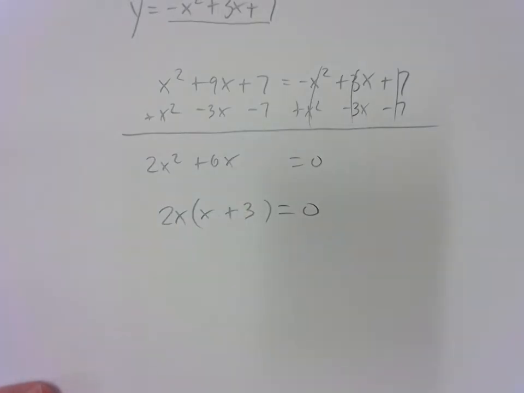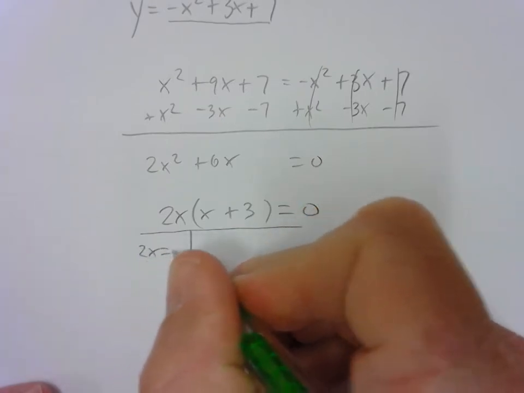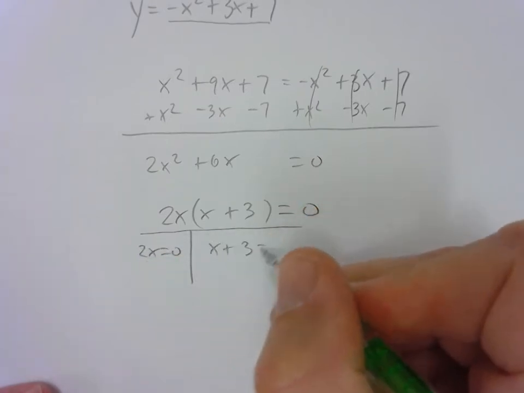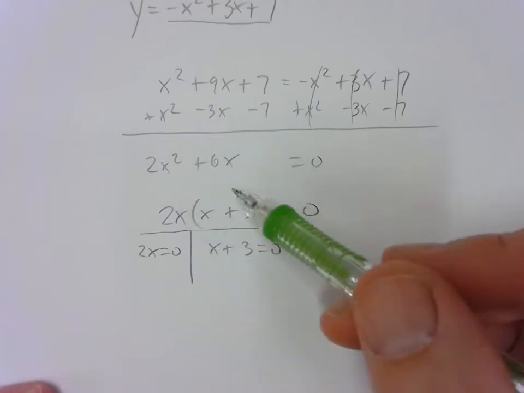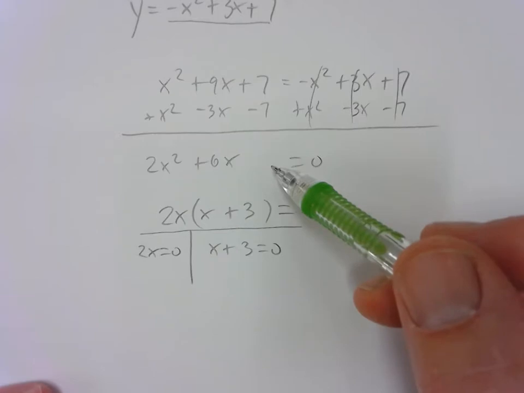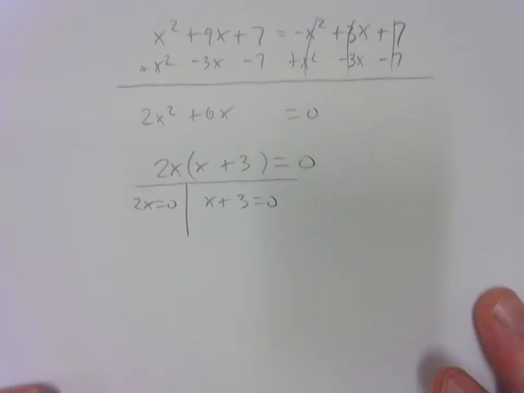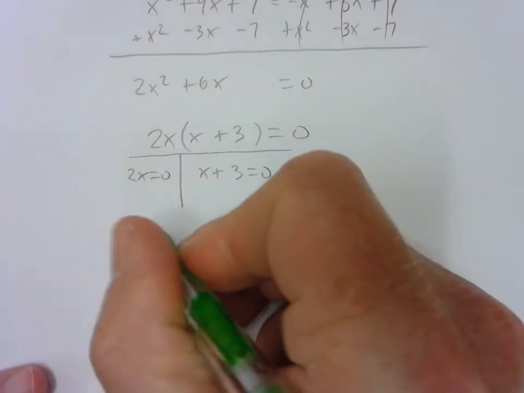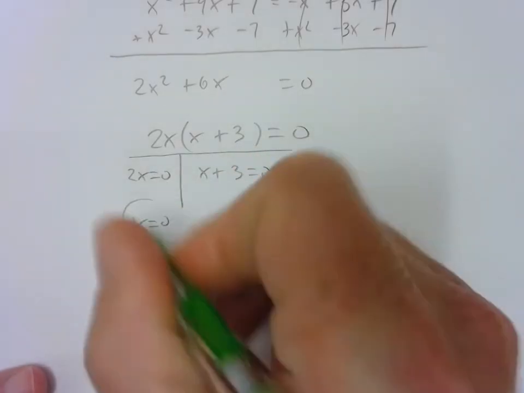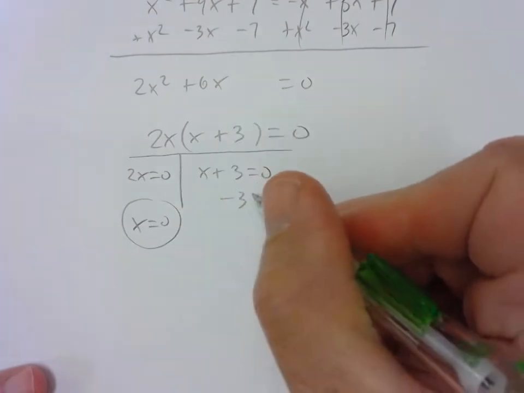I do the zero product property. 2x is equal to 0. x plus 3 is equal to 0. Now, whatever quadratic you get out of this, you may have to use the quadratic formula to solve it, or you may have to factor it a different way, but this one's just taking out the greatest common factor. I'm going to divide by 2 to get x is 0. That'd be one of the solutions. And I'm going to subtract the 3 over to get x is negative 3.